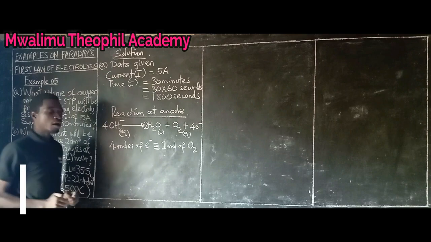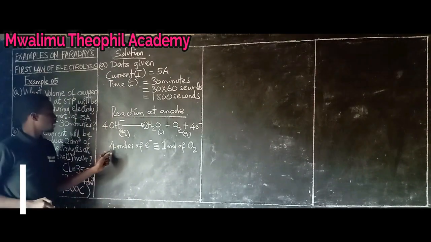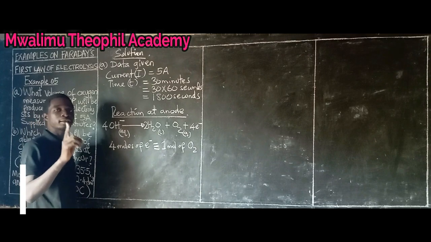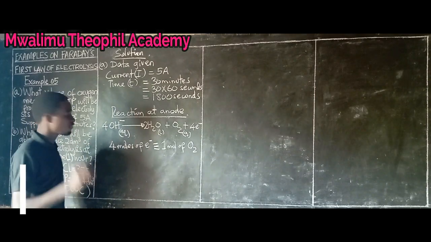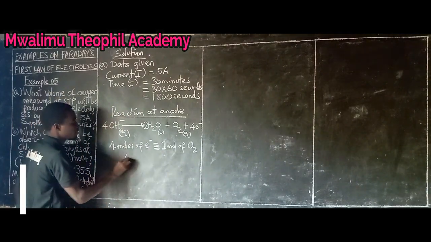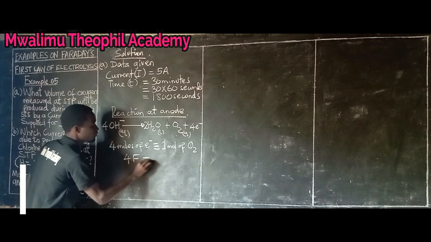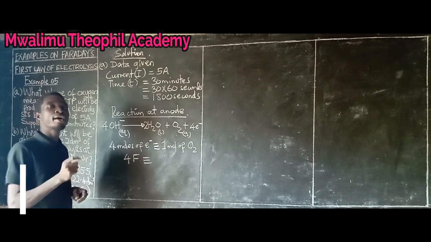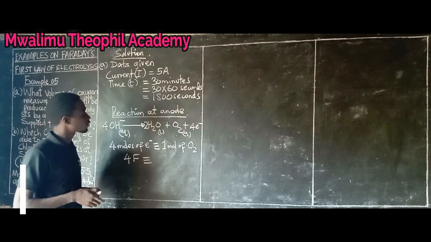Now, from there, we can relate the number of moles and the number of Faradays. As we know, 1 mole of electrons is equivalent to 1 Faraday. Now, it will be 4 Faradays are equivalent to 1 mole. 1 mole of a gas at STP has 22.4 decimeter cubed.